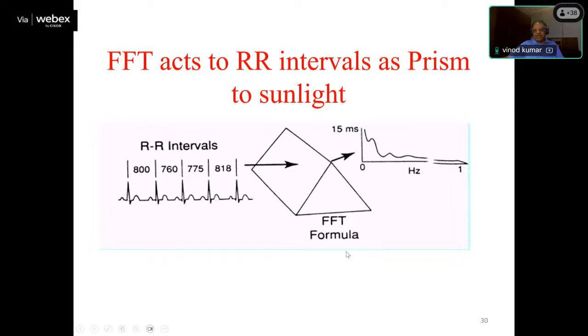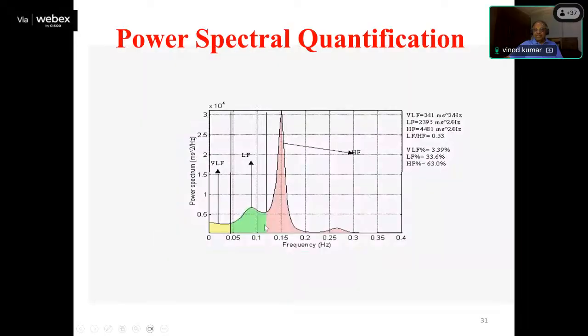So this is my FFT. You give it time data, it will give you frequency output. So these are the FFT of the HRV. This is very low frequency, this is low frequency, this is high frequency. In case of HRV, very low frequency is from almost 0 to 0.04 hertz, and low frequency is 0.04 hertz to roughly 0.14 hertz.